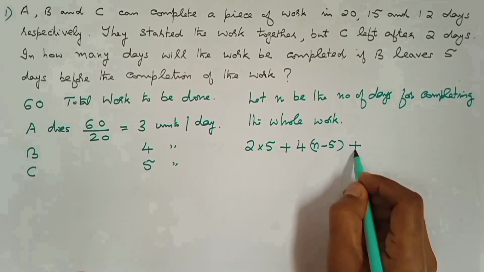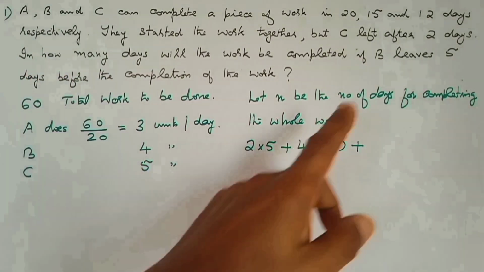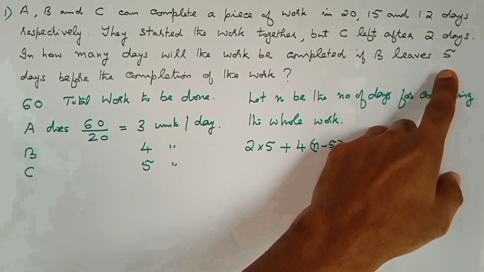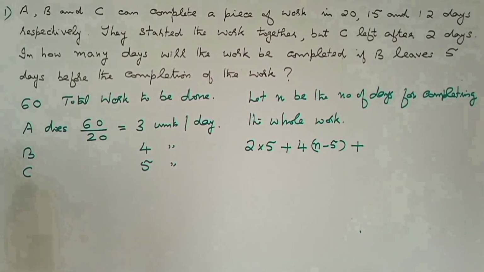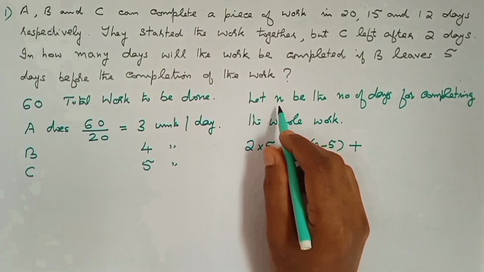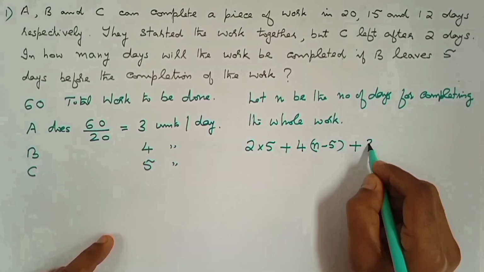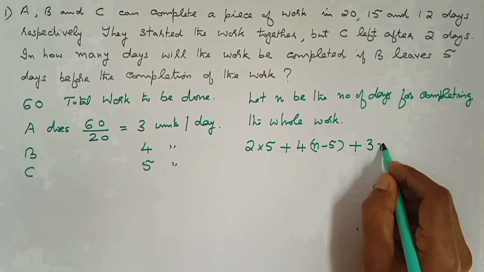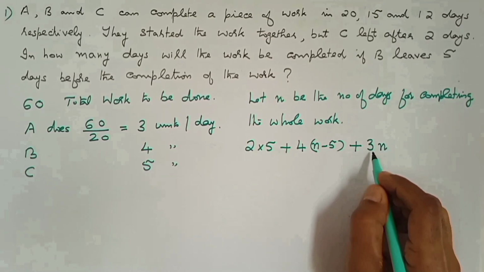Now come to A. A is in the picture from start to finish because only C left 2 days later and B is also leaving a few days before, rather 5 days before the completion of the work, showing A is in the work from start to finish and N is assumed to be the number of days. So A does how much work per day? 3 units and he is working for N number of days. So 3 into N will be the contribution of work done by A.